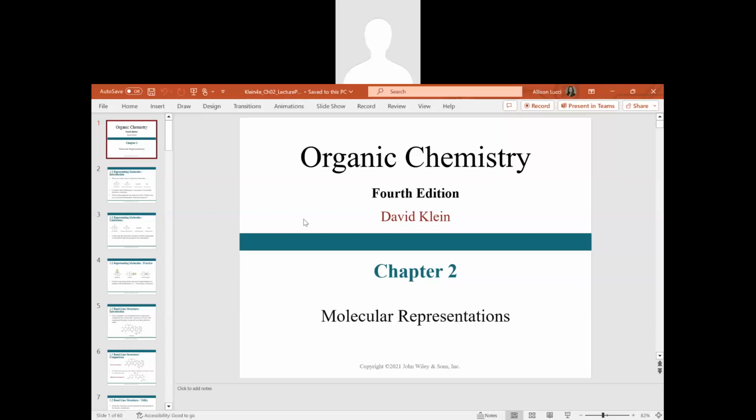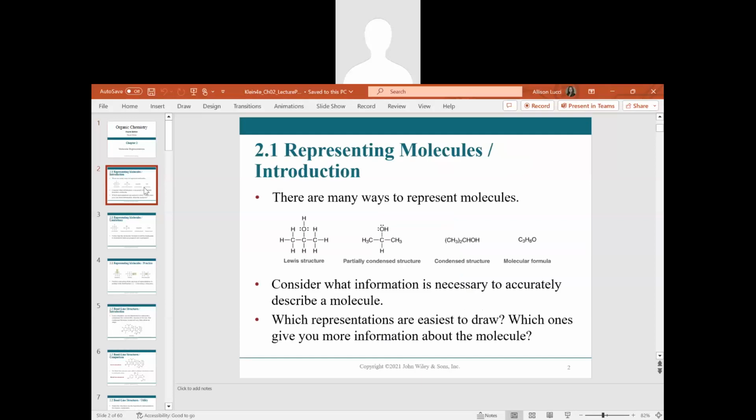Chapter 2 in our textbook is a review and also an introduction to molecular representation. So we will review what was taught in general chemistry as far as how to draw molecules, and then we will expand upon this to how organic compounds are represented. Your first lab assignment using Avogadro software includes a review of this as well.